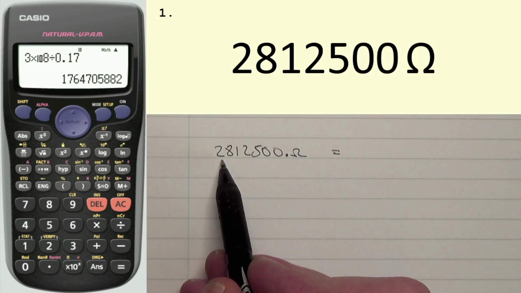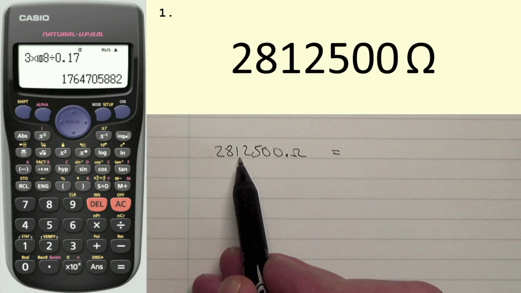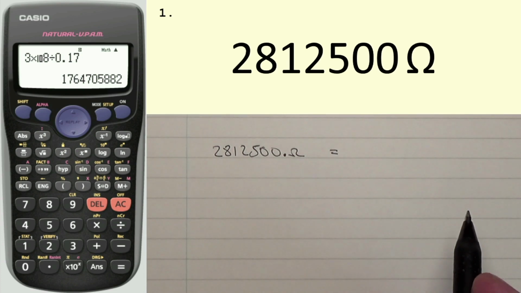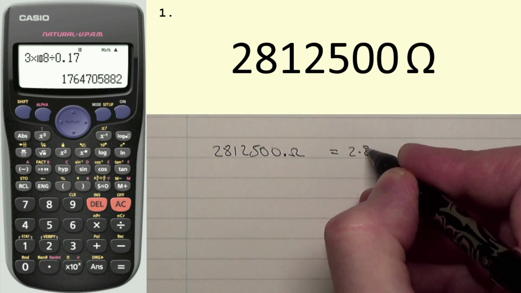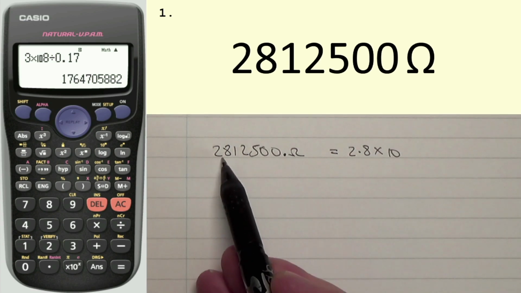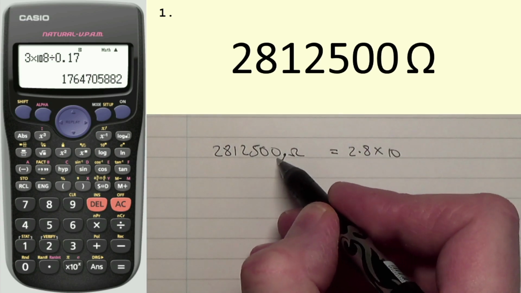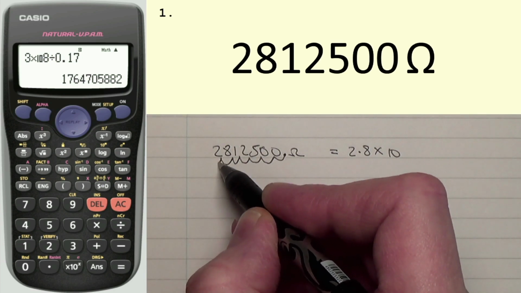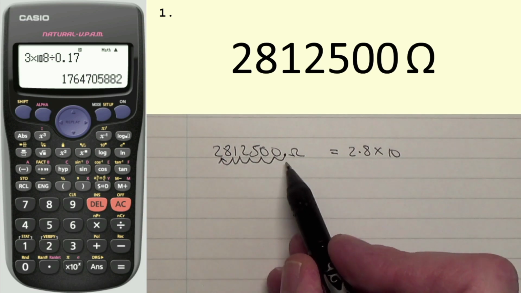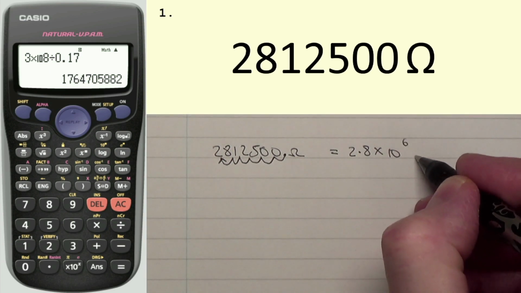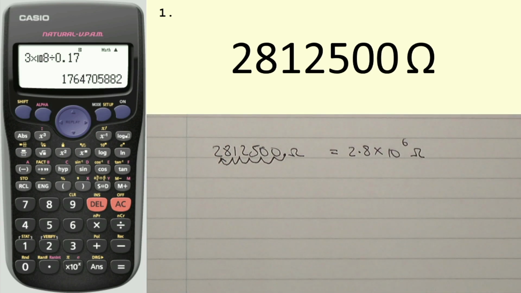So look at the first 3 figures. The third one, in fact, is just a 1. That's less than 5. So in that case, I don't need to round up the second figure. I'm just going to write 2.8, times 10 to the power of. So to get the point between the first 2 figures, I'd need to move it 1, 2, 3, 4, 5, 6 positions here. So that means that this number can be written as 2.8 times 10 to the power of 6. And then, of course, I want to add the unit.